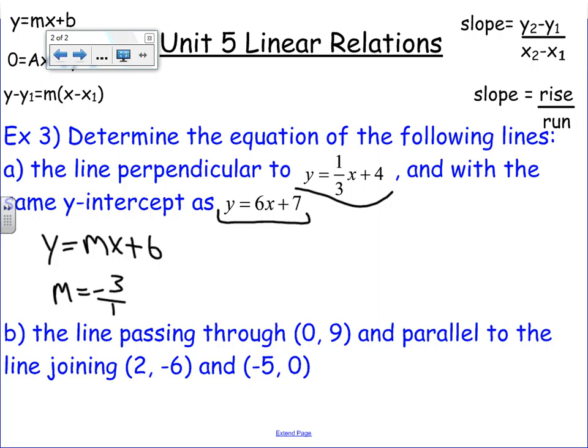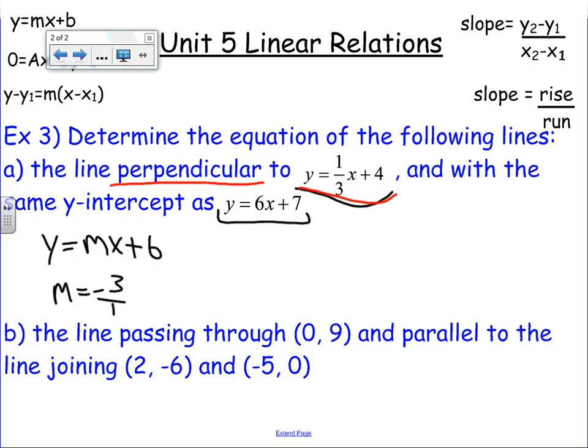Negative reciprocal. Because he has a perpendicular line to this slope, perpendicular means negative reciprocal. You flip the two numbers and you make them negative. So change the top and the bottom and change the sign. So your slope becomes -3/1.